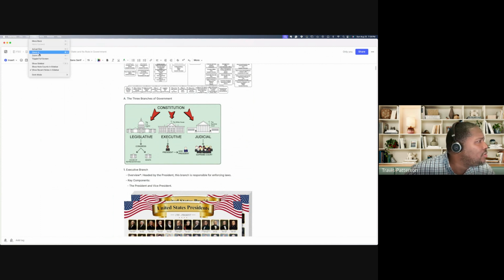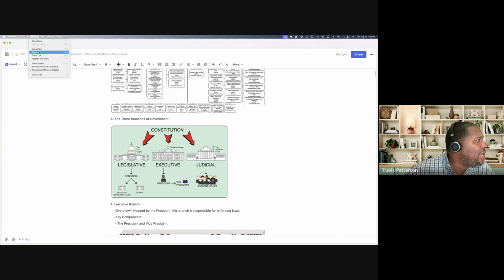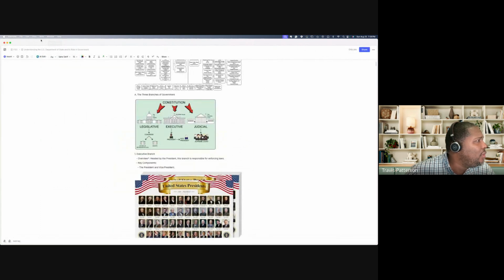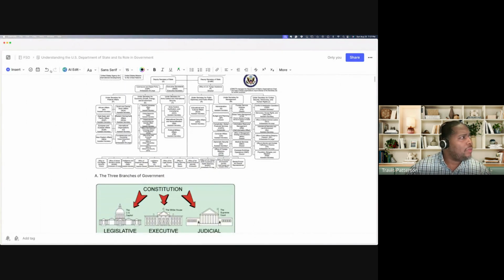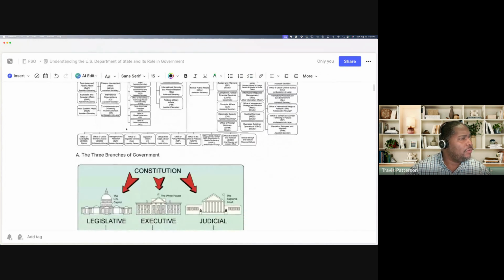None of these. Okay, zoom in. Oh, what about actual size? No, definitely zoom in. And if I need to, I'll just click on it. But this is a good way for us to move forward and get started.